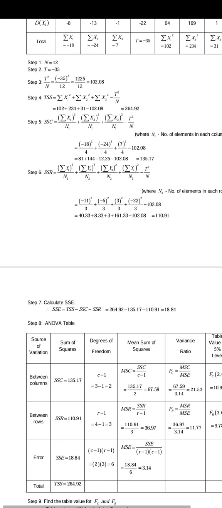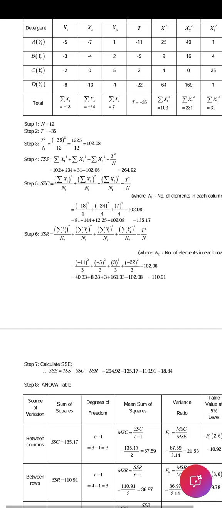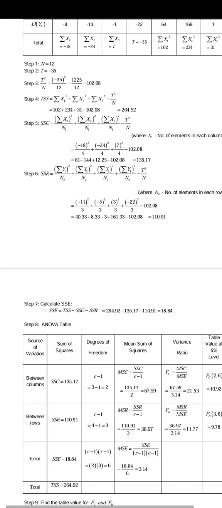In a similar manner, to find out the sum of squares between rows, the formula is summation y1 square by n2 plus summation y2 square by n2 plus summation y3 square by n2 plus summation y4 square by n2 minus correction factor T square by n. Substituting the values from the table, finally we get the SSR value 110.91.